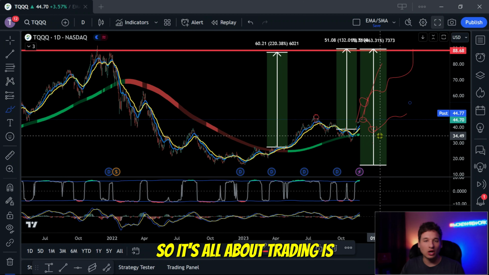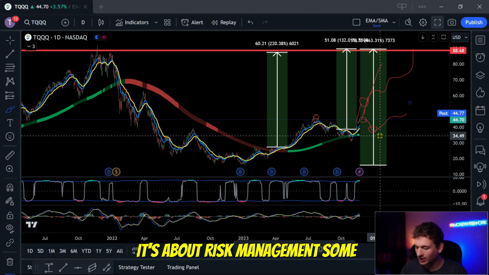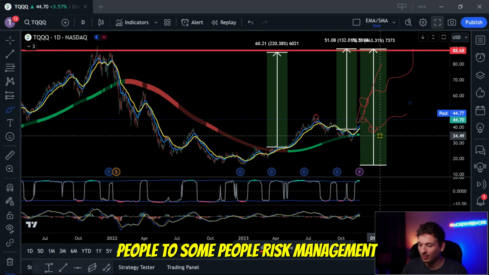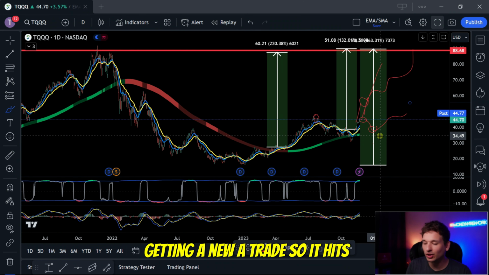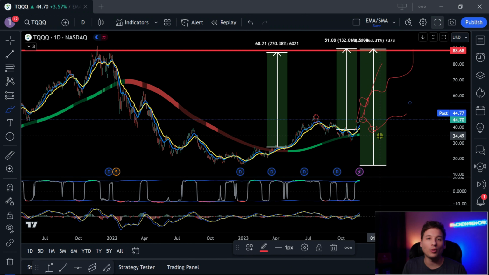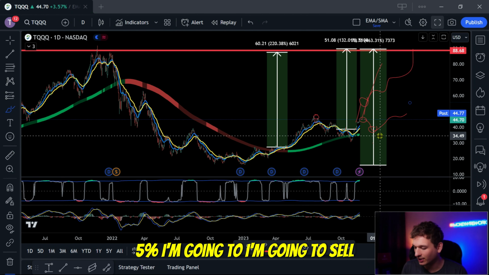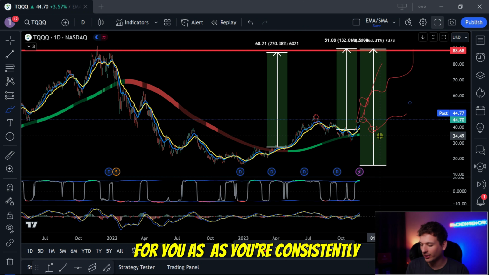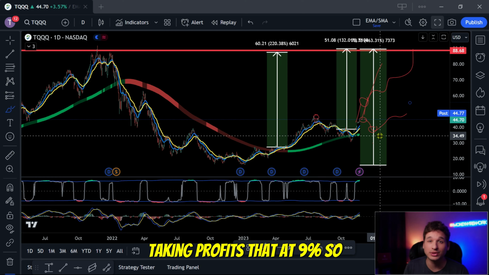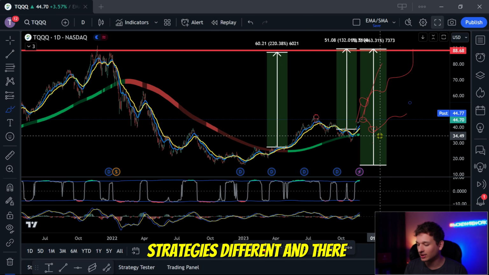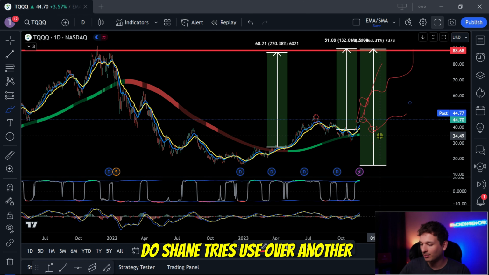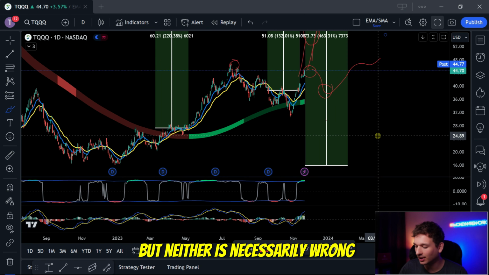Trading is all about hedging your bets. Okay. It's about risk management. For some people, risk management is getting into a trade, and when it hits 4.5%, they sell out and get back in, and that's fine if that works for you, as long as you're consistently doing that, and as long as you're taking profits at 9%, so you have that 2-to-1 ratio, right? Each strategy is different, and there's a reason why people do certain strategies over another, but neither is necessarily wrong.